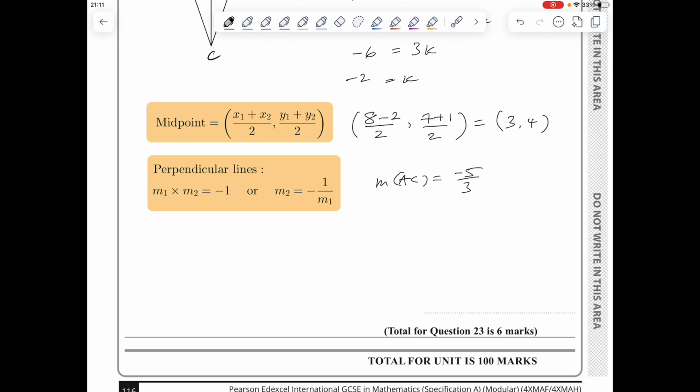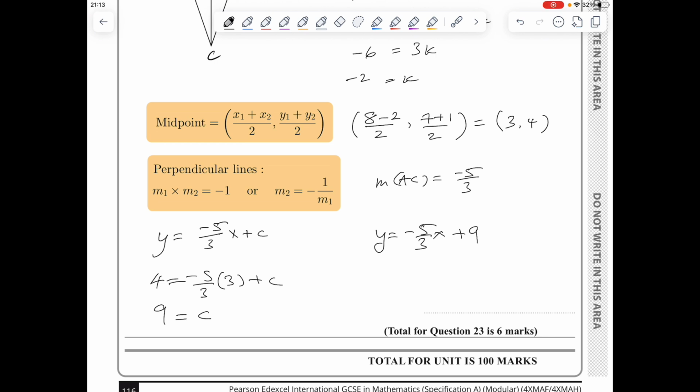So now I know the gradient and a point on the line AC, the point M. So y is equal to mx plus c. M is minus 5 over 3, x plus c. Let's substitute the x and y coordinates. So 4 equals to minus 5 over 3 times 3 plus c. So c comes out to be 9. So the equation is y is equal to minus 5 over 3x plus 9.